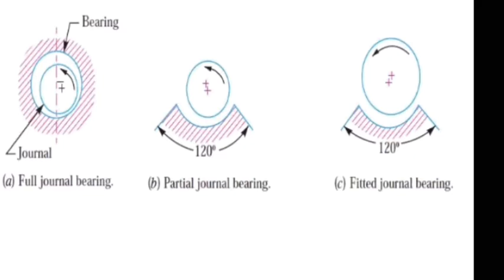And next one is the partial journal bearing. So what is the partial journal bearing here? When the angle of contact of the bearing with the journal is 120 degrees, it is called a partial journal bearing. These have less friction than full journal bearings. This is about the difference between full and partial journal bearings.